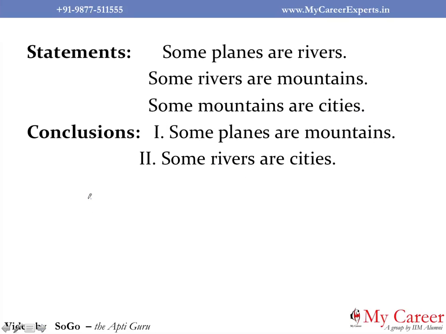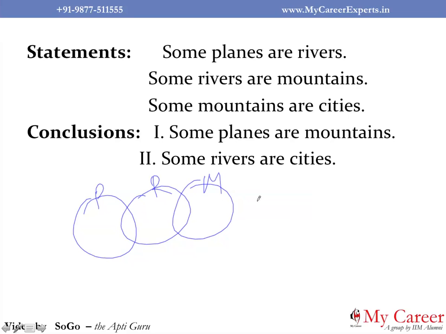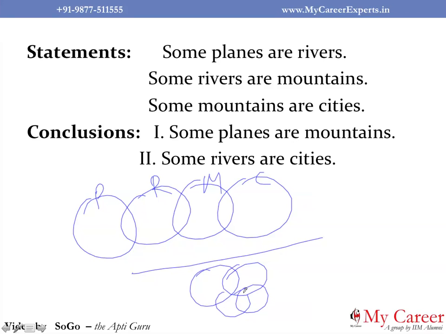Some plains are rivers. So this is plain, this is river. Some rivers are mountains. Some mountains are cities. So this is one of the possible diagrams. There can be a diagram like this also, right? But we cannot be definite about the diagram. Some plains are mountain, not necessarily. Some rivers are cities, not necessarily. So no conclusion can be definitely drawn. Answer is D.